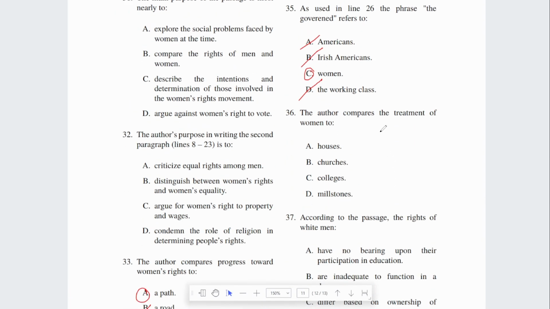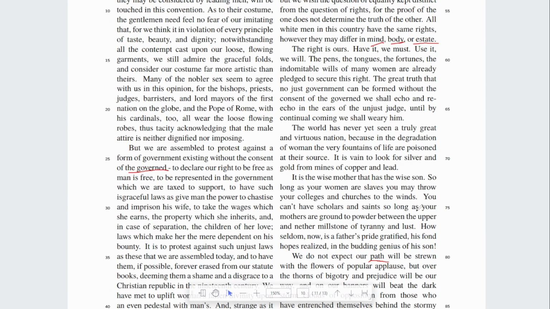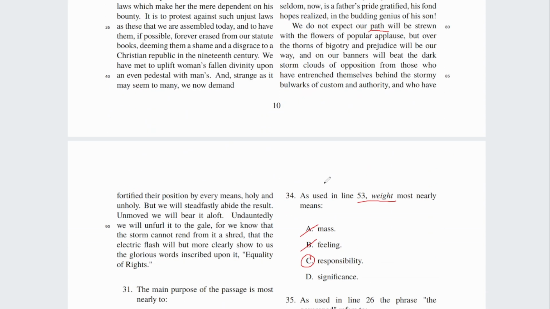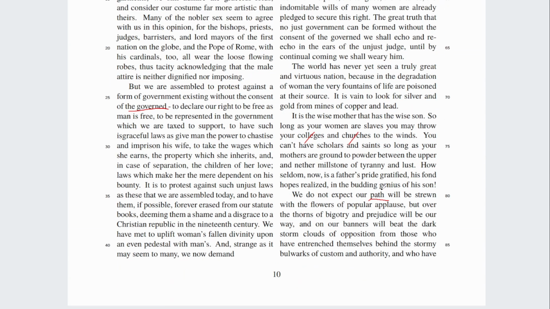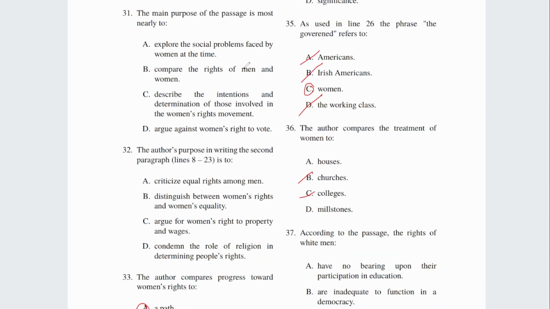Another comparison detail question is: the author compares the treatment of women to houses, churches, colleges, or millstones. And if we remember this extremely vivid image that the author of the passage draws, is this one about the millstone, right? It is the wise mothers that have the wise son. Okay. You can throw your colleges and churches to the winds, right? So she's not comparing women to colleges and churches. She's not saying you can throw women to the winds. So it's not churches and it's not colleges, right? You can't have scholars and saints as long as you have mothers, as long as your mothers are ground to powder between the upper and nether millstones of tyranny and lust. So the treatment of women is being compared to millstones here.